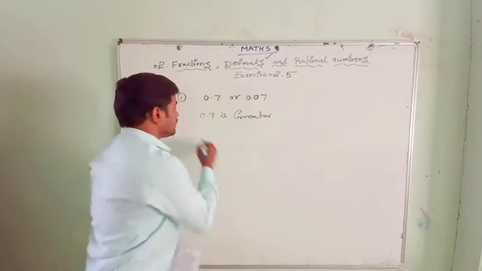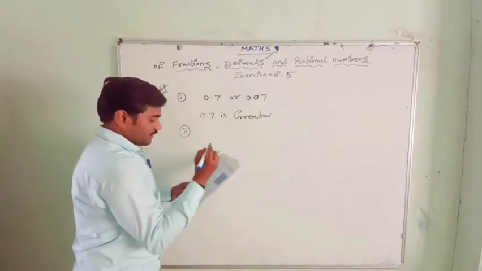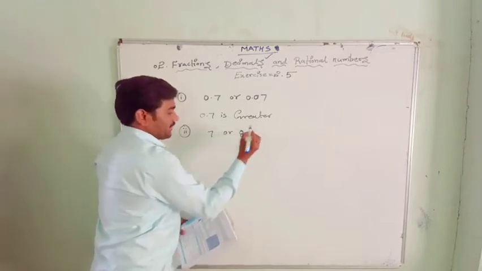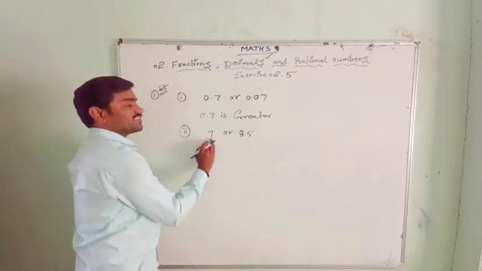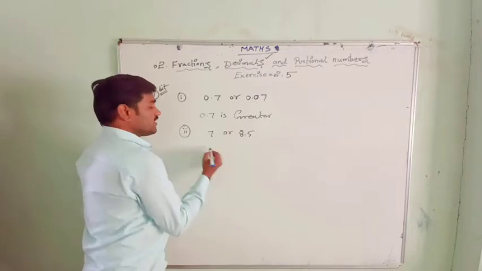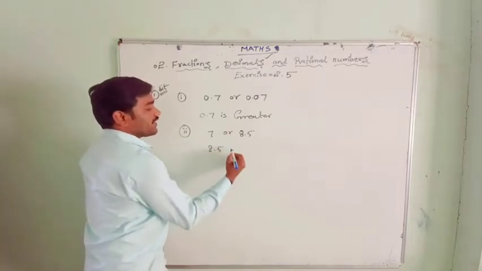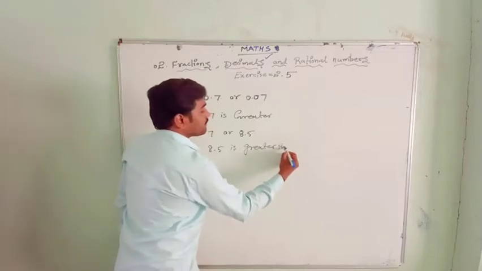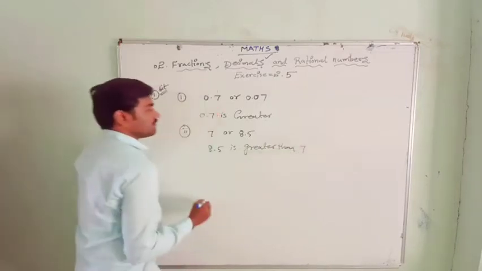Now the second question. 7 or 8.5. 7 is greater or 8.5 is greater? Normally we know directly that 8.5 is greater than 7. Simple. Okay.